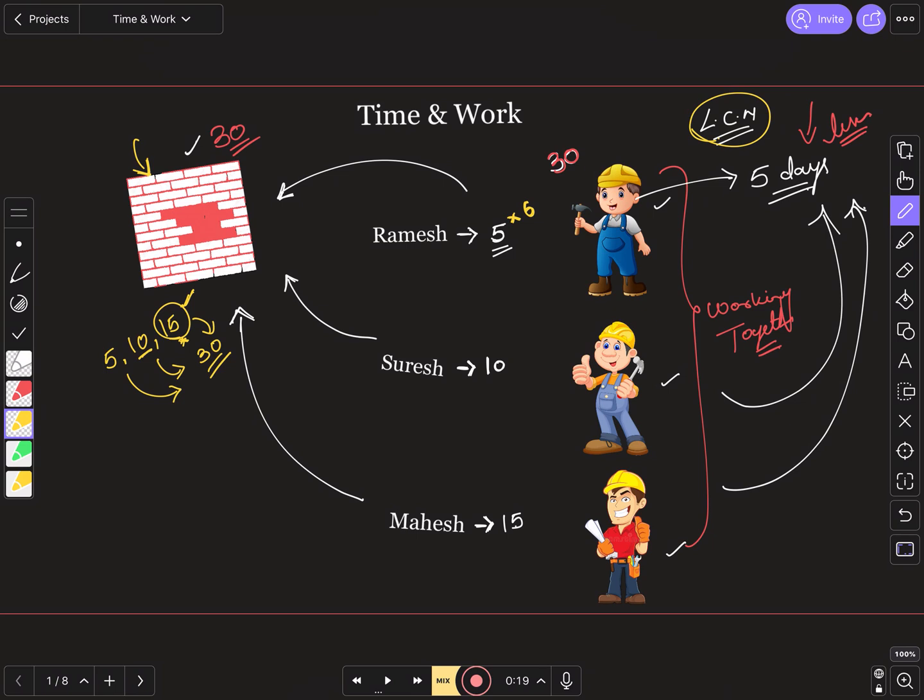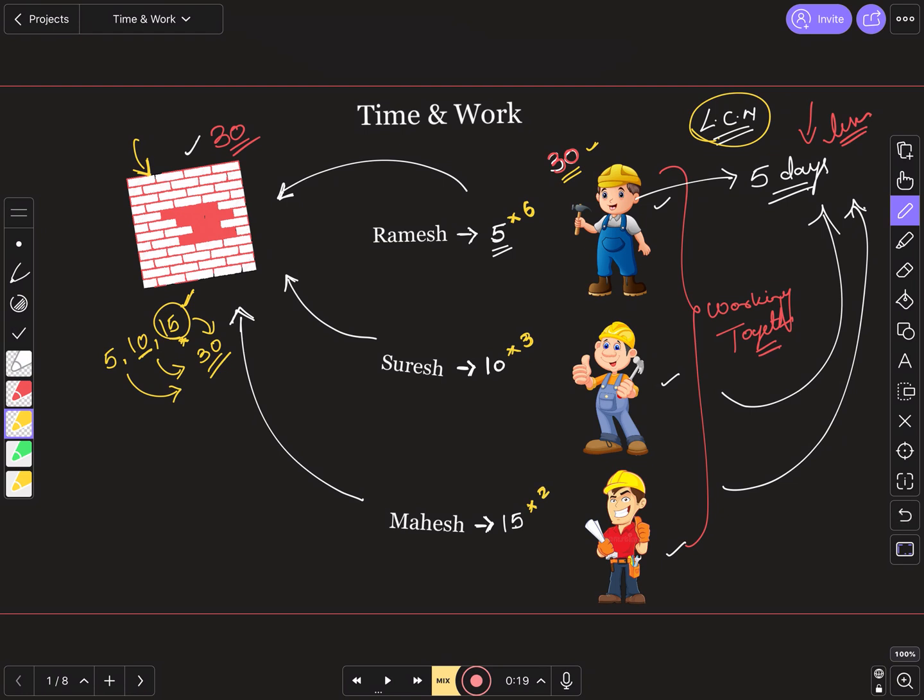Suresh can put in these 30 bricks, make this wall working alone in 10 days. So can you tell me, per day, how many bricks will he put in? 3. 10 into 3 will be 30. And Mahesh, working alone, can make this wall in 15 days, which means he can put in 30 bricks in 15 days. So per day, how many bricks will Mahesh put in? 2. And making the wall is just about putting up the bricks.